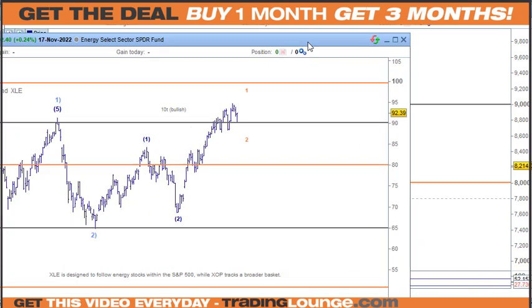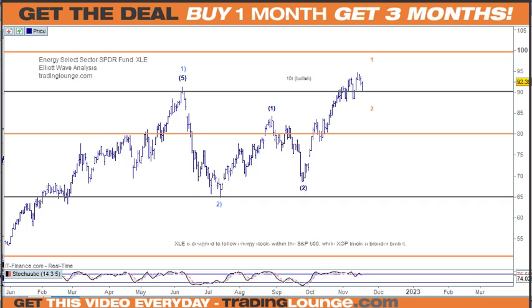I was looking at just to have a look at the different picture around. This is the energy sector XLE here. Now I could have all of this here as an A wave here, an ABC for the B wave, and down for the C wave over here. That's possible, but it does seem to count better as 1 and 2, 1 and 2, and 1 and 2.